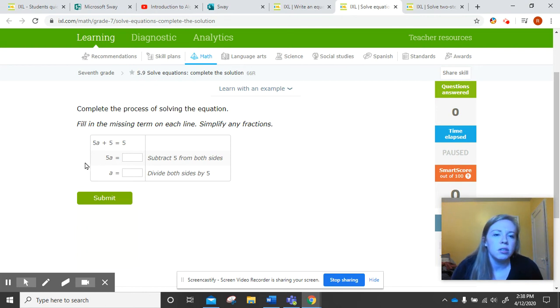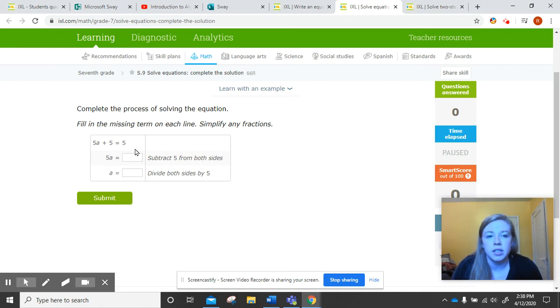So for our first equation, it says 5a plus 5 equals 5. Remember, when they're squished up next to each other like that, it means multiplication. So I could also read this as 5 times a number plus 5 equals 5. Their first step was subtract 5 from both sides. So they've subtracted 5 for you, and now they have 5a left on this side.